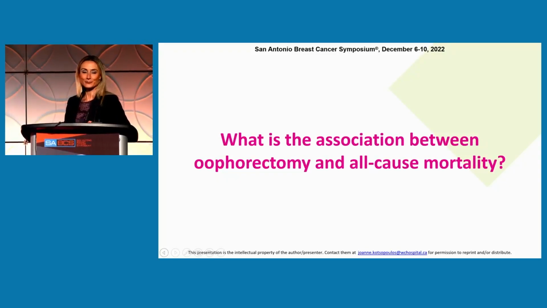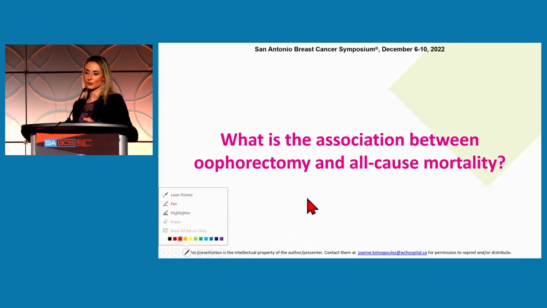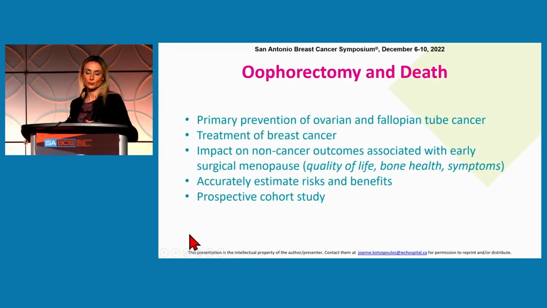Okay, so one main exposure that I'm going to talk about is oophorectomy, so surgical removal of the ovaries and fallopian tubes and its role in influencing all-cause mortality in this population. As I already mentioned earlier on, we know that this is the best way to prevent ovarian and fallopian tube cancer in these women, but it also is an important part of the treatment of breast cancer. Studies from our team and others have shown an important impact of oophorectomy following a diagnosis of BRCA breast cancer on death.